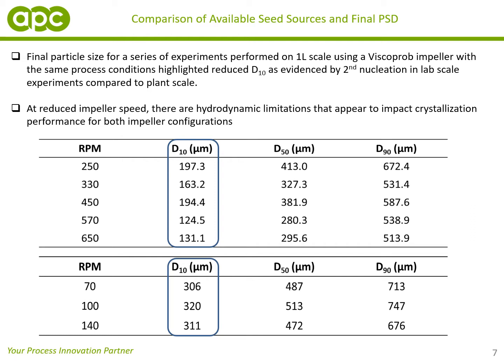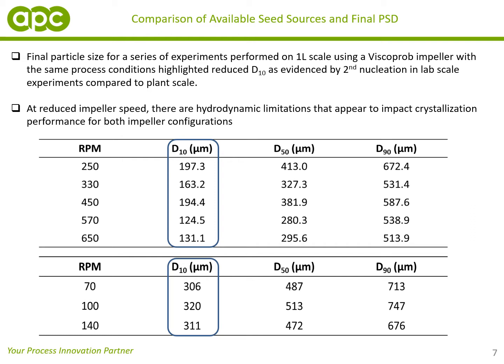There is a distinct difference in the PSDs being delivered. In general, the D90s were a little bit larger on the plant scale, which was possibly just because of increased growth or potentially a little bit of further agglomeration. But what was most noticeable was that the D10s were significantly reduced on the lab scale runs. You can see here in the plant scale, they were roughly about 300 microns, but reducing to about 200 microns or less on the lab scale.